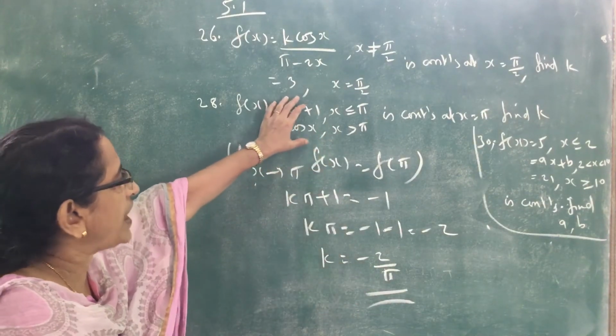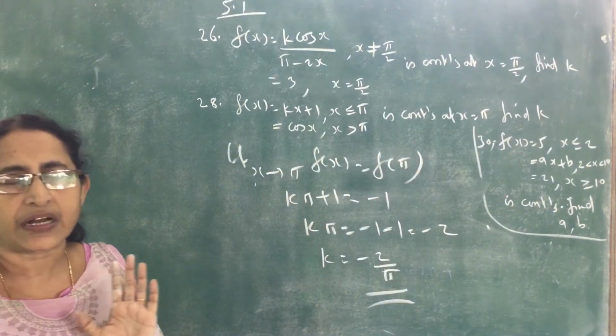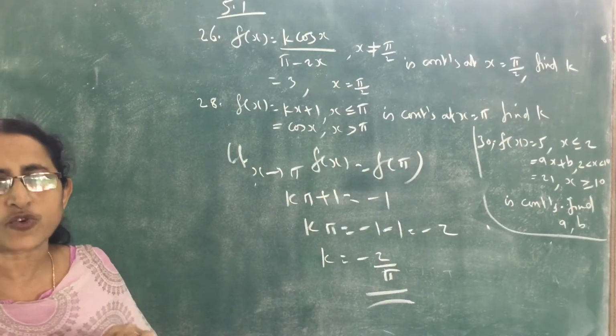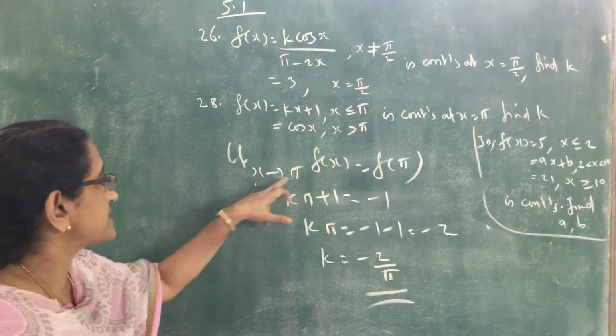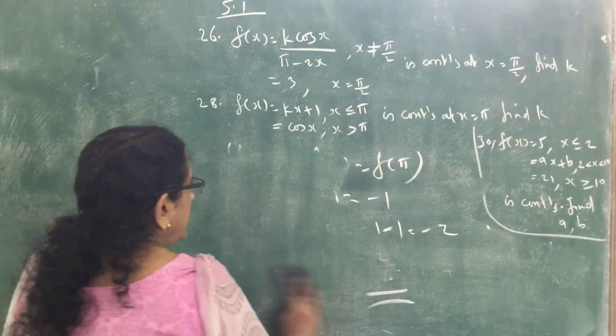The question is, this function is continuous at x equal to pi, therefore find k. If it is continuous at pi, we can write limit x tends to pi minus f of x, that is limit x tends to pi f of x equals f of pi. Now using that we can find the k. Now see the next one.